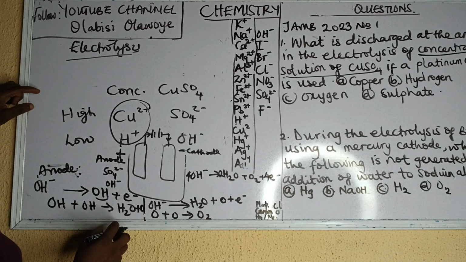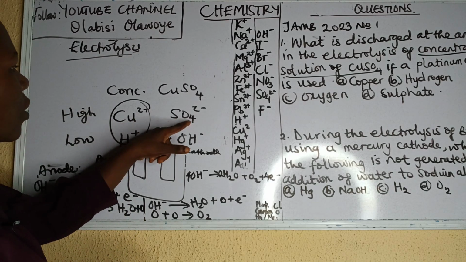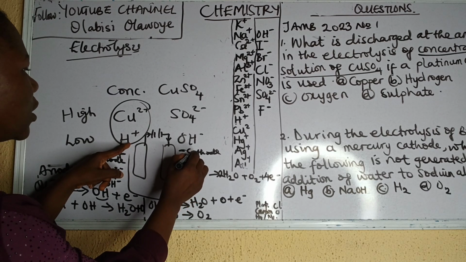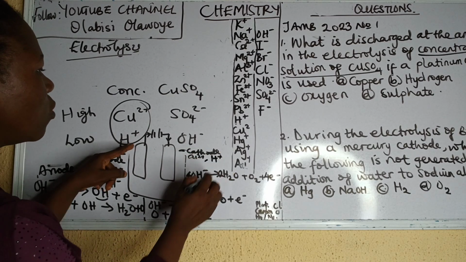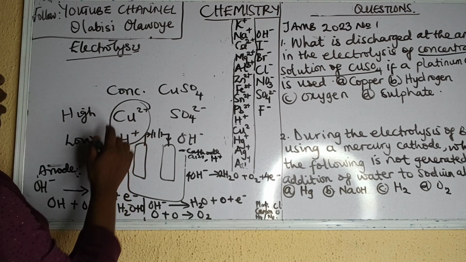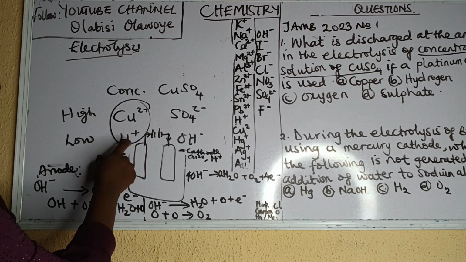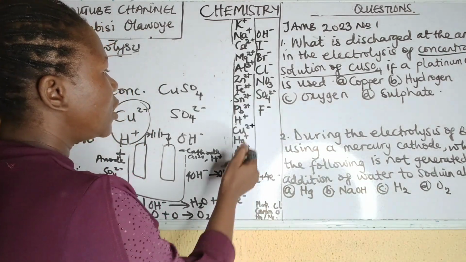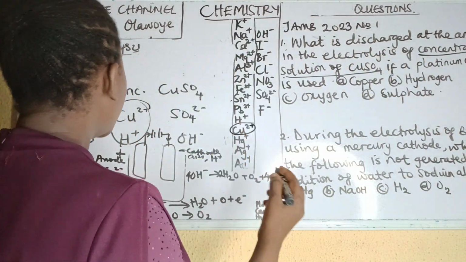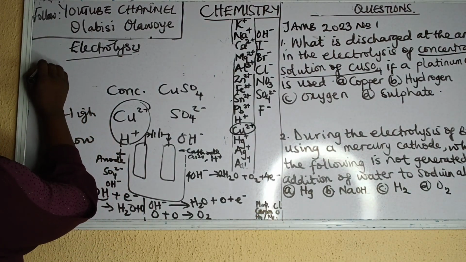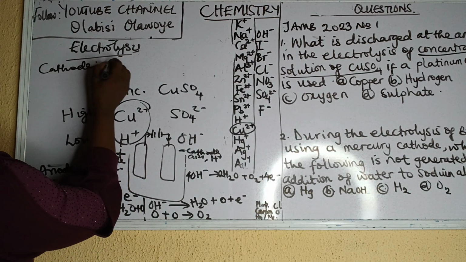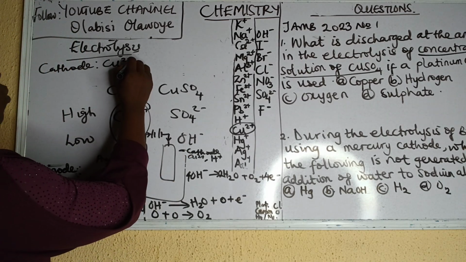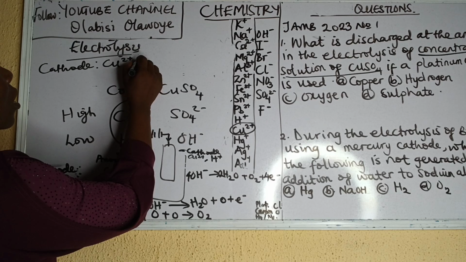So at the other side, copper 2 ion and hydrogen ion will go to the cathode. These positive ions will go to the cathode. Which one will be discharged? Because the concentration of copper 2 ion is higher than the concentration of hydrogen ion, and it is still lower in the series. Copper 2 ion is even lower than hydrogen ion, and because the concentration is higher, it will be discharged. So at the cathode, we have copper 2 ion. Don't forget, reduction takes place at the cathode, oxidation takes place at the anode. So copper 2 ion is going to gain electron.